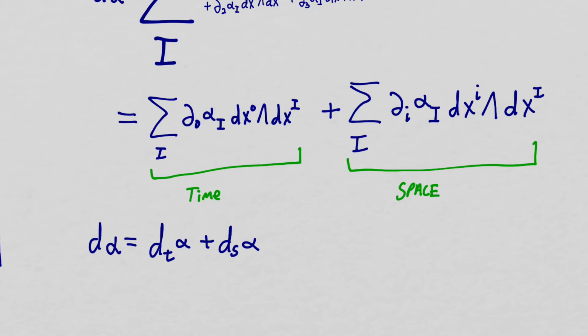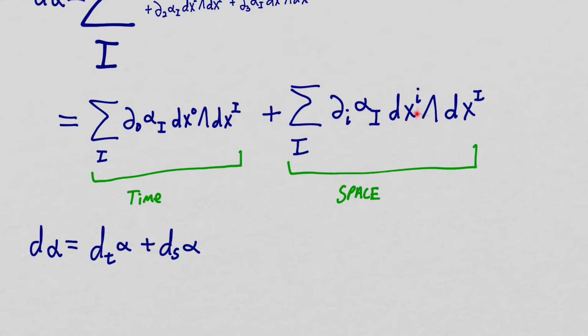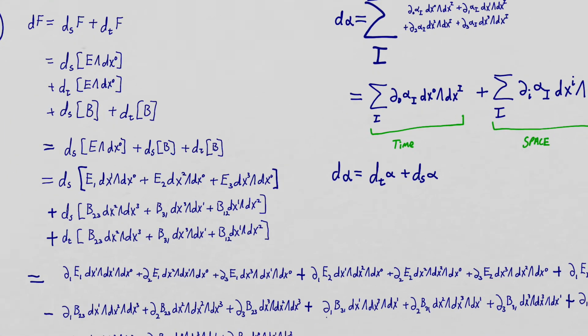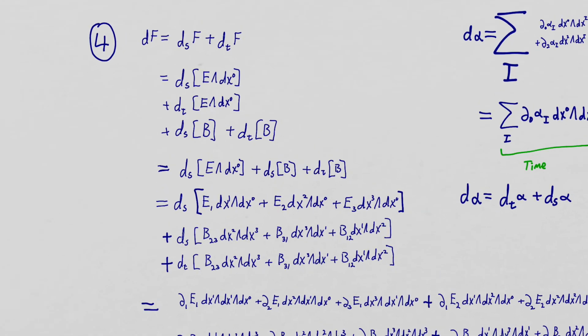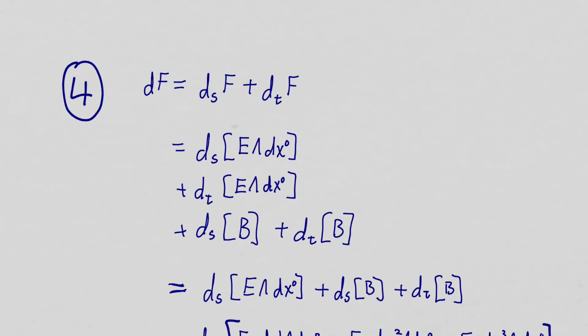So the thing that's important to see here is that the time chunk exterior derivative will always wedge a dx0 into the multi-index, and the space chunk will always wedge some space piece into the multi-index. And that simplifies a little bit of our thinking, but not too much really, right? Because now if I take the exterior derivative, I break it into its space piece and its time piece.